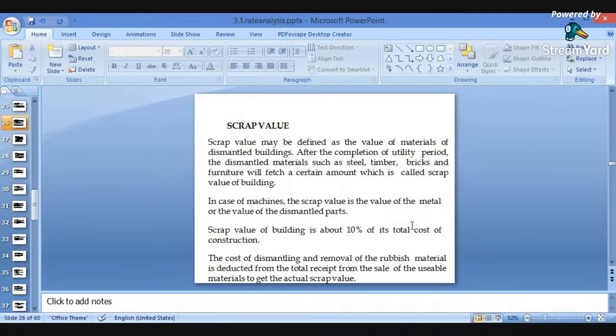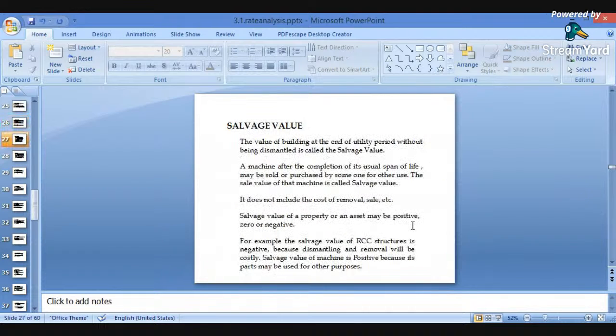Again, the cost of dismantling and the removal of the rubbish material is deducted from the total receipt from the sale of the usable materials to get the actual scrap value. So we can reuse the materials for any other structures also. That dismantled material can be used for any other sites, for any other constructions also, and the amount we can use for the construction work.